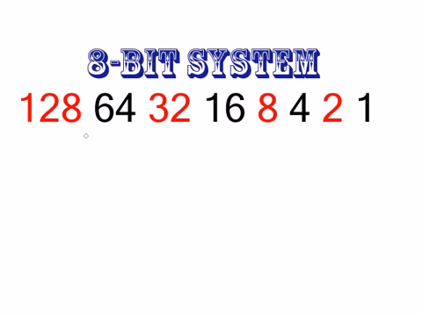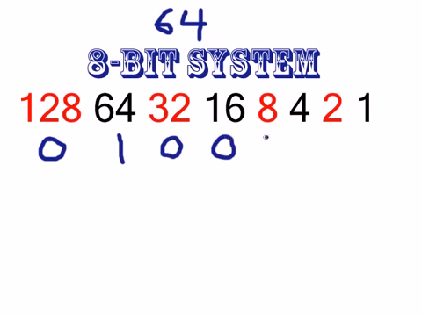So let's do another one. Say you want the number 64. Can 128 go into 64? Nope. Can 64 go into 64? Yup. And there is no need for anything else, since we already have it, we just fill in all the rest with zeros. So the binary code in an 8-bit system, and remember 8-bit system means there are 8 numbers, is 0, 1, 0, 0, 0, 0, 0, 0, and that means 64.